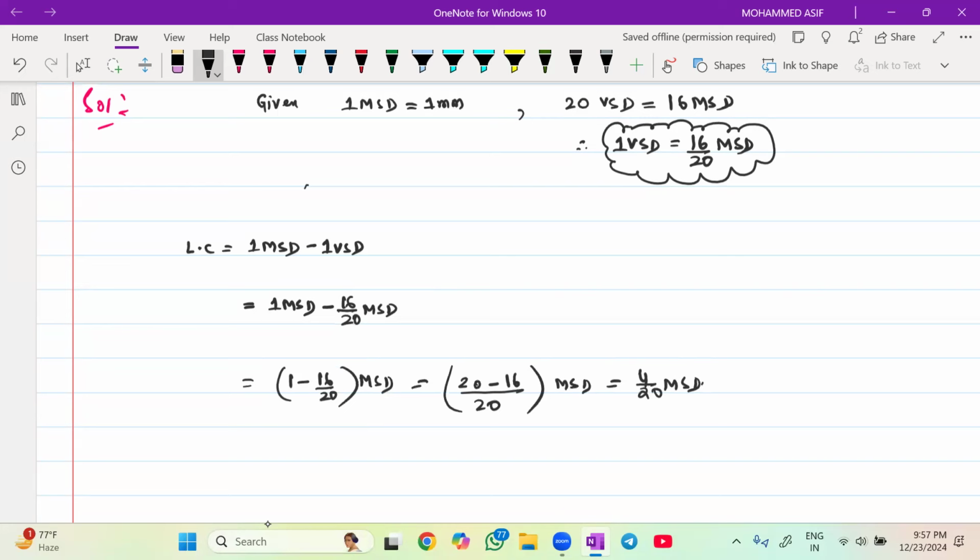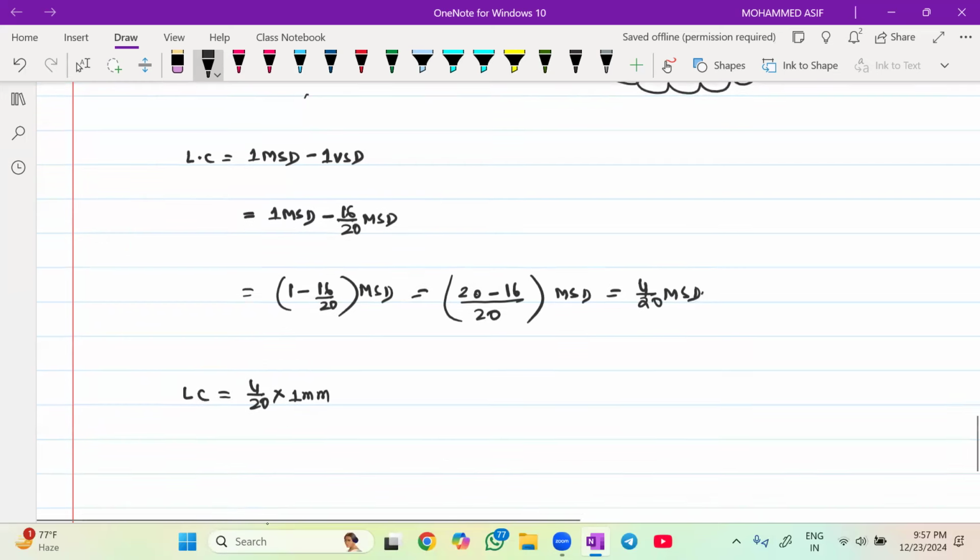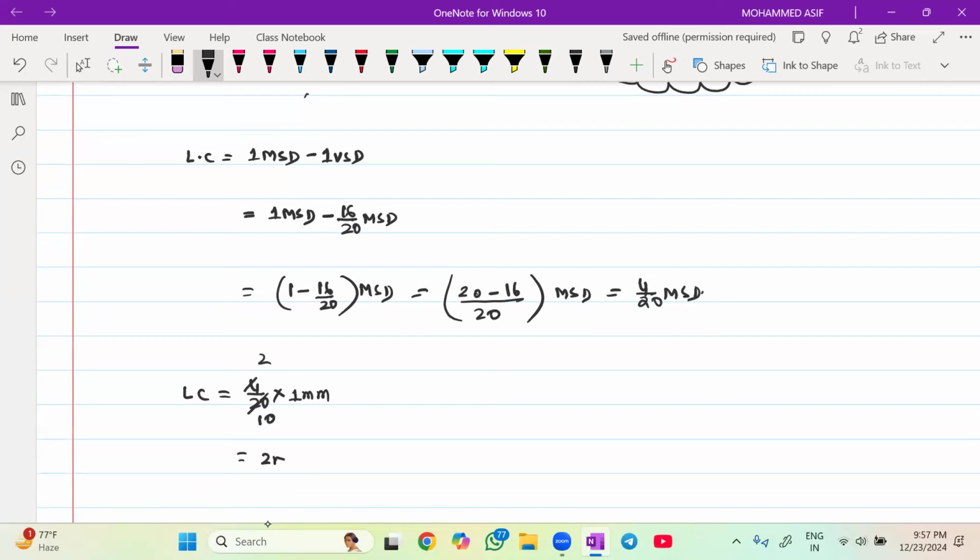Therefore, I can write least count is equal to 4 divided by 20 into 1 MSD, which is equal to how much? 1 mm. 4 by 20 means what? I can write here: 2 2s are 4, 2 10s are 20. So that will be equal to 2 mm divided by 10. That means this value will be equal to 0.2 mm. That will be equal to 0.02 centimeters. That will be the answer.